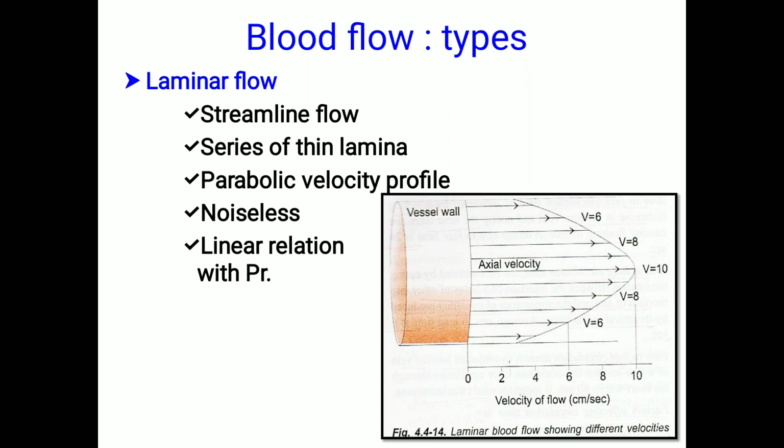So there are two types of blood flow that are present in the body. One is the laminar blood flow, the other one is the turbulent blood flow. This is a very important thing you need to know from exam point of view. What's the difference between laminar blood flow and turbulent blood flow?